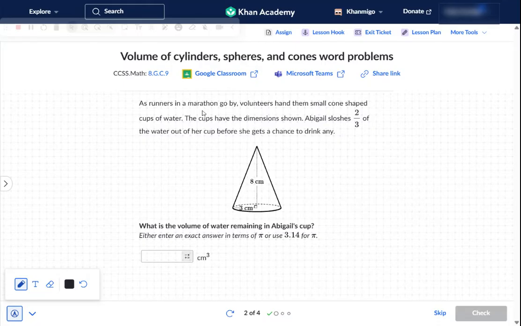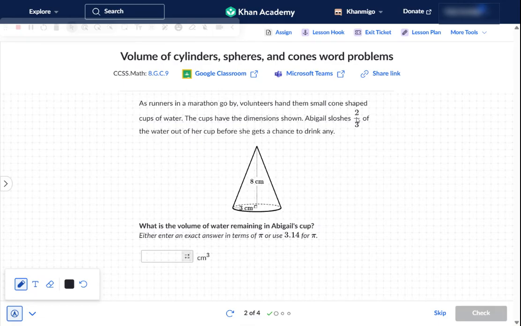Okay. As runners in a marathon, right, we went from lollipops to running, the natural course of events after you feel guilty eating candy, I guess. As runners in a marathon go by, volunteers hand them small cone-shaped cups of water. That's so generous. The cups have the dimensions as shown.